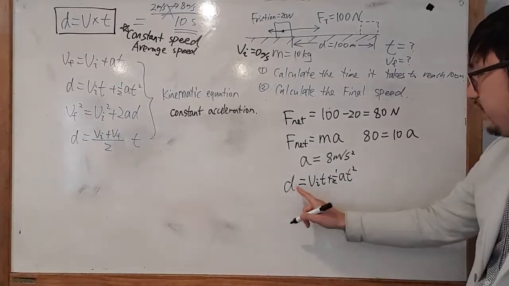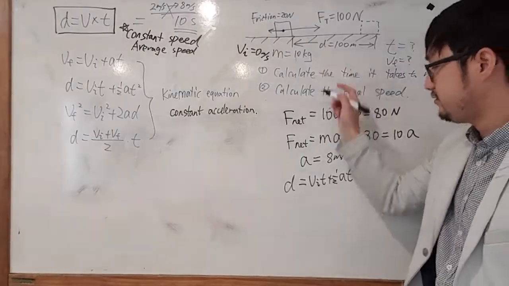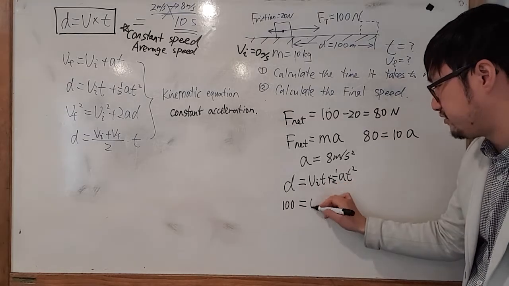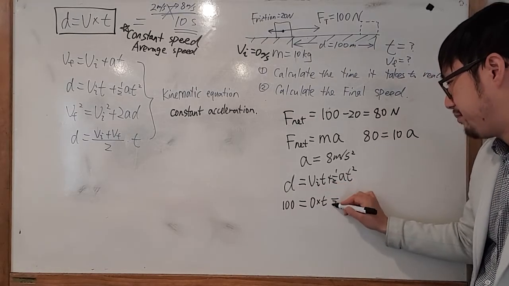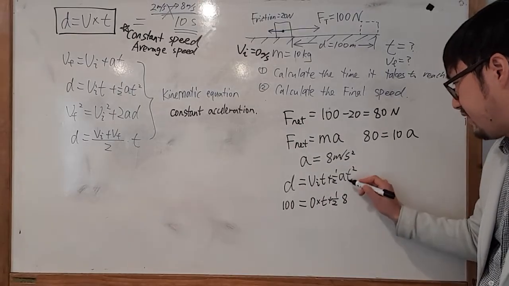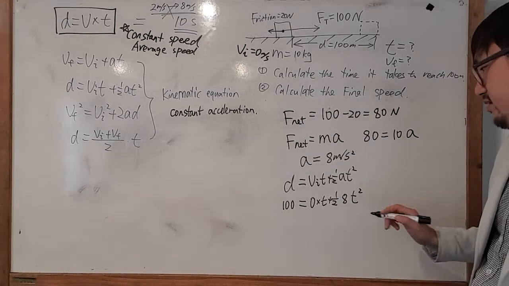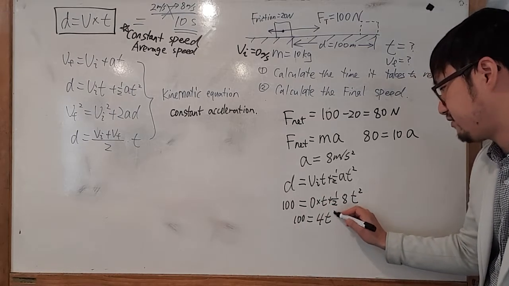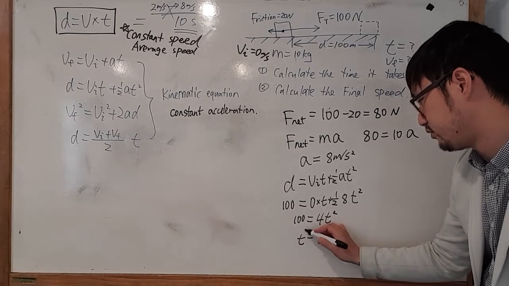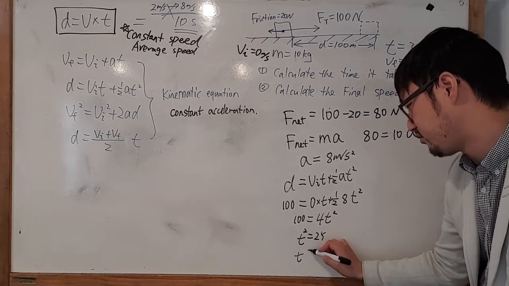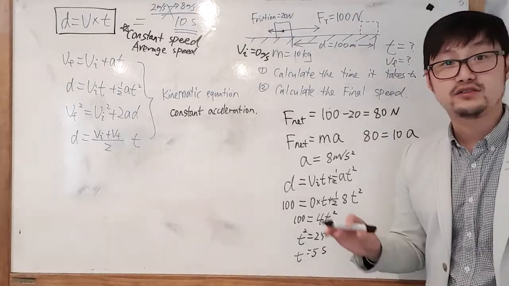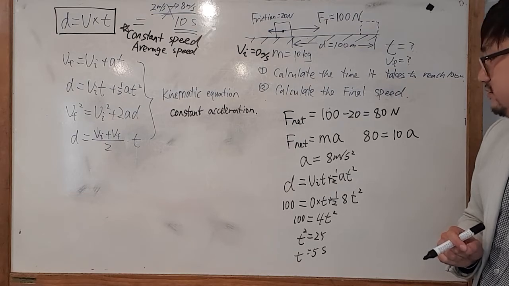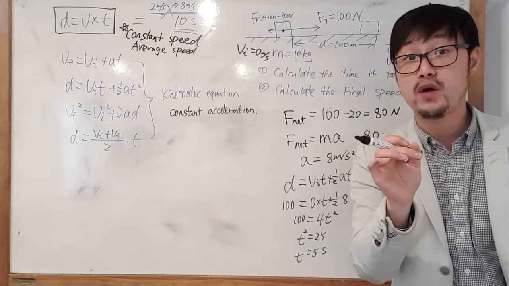Let's see if we can use this one. Distance I know is 100 meters. That equals the initial speed, which is 0, times t, which we don't know, plus half times 8 times t squared. The first term becomes 0. So 100 equals 4 t squared, and t squared equals 25, so t equals 5 seconds. So that's how you do it. You just go find the equation that has your numbers.